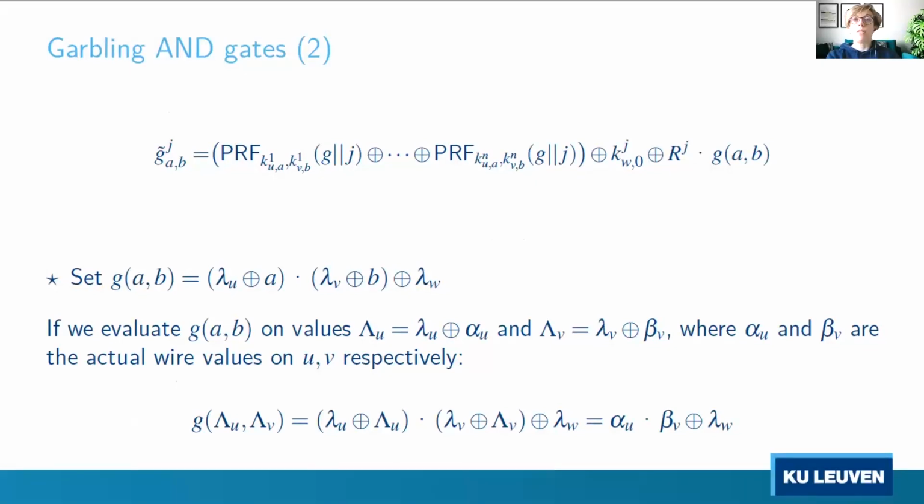Okay, so we now try to define the gate function using the permutation bit. So we are almost done. And more precisely, we set the gate function GAB equal to this value, (lambda_U XOR A) times (lambda_V XOR B) XOR lambda_W, where lambda_U, lambda_V, and lambda_W are the permutation bits corresponding to the input wires U and V and the output wire W. And A and B are the inputs of this gate. So we have 4 values, as it should be, according to the input values.